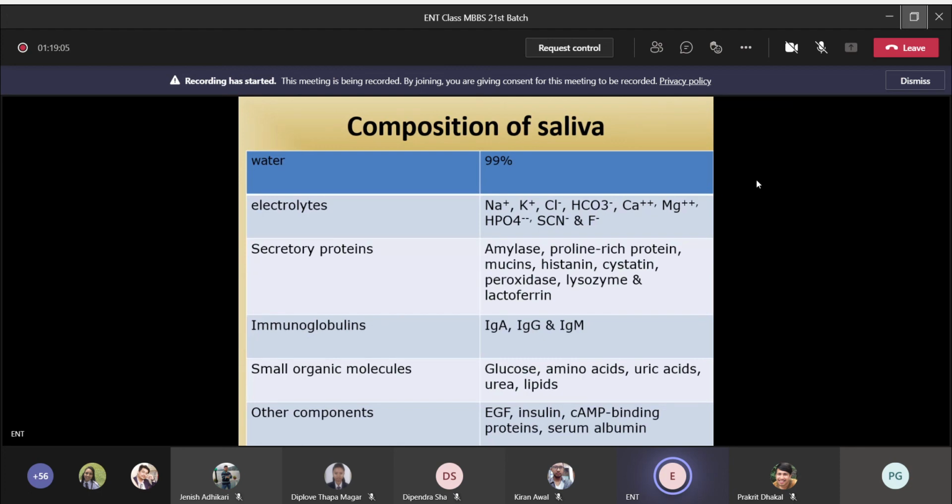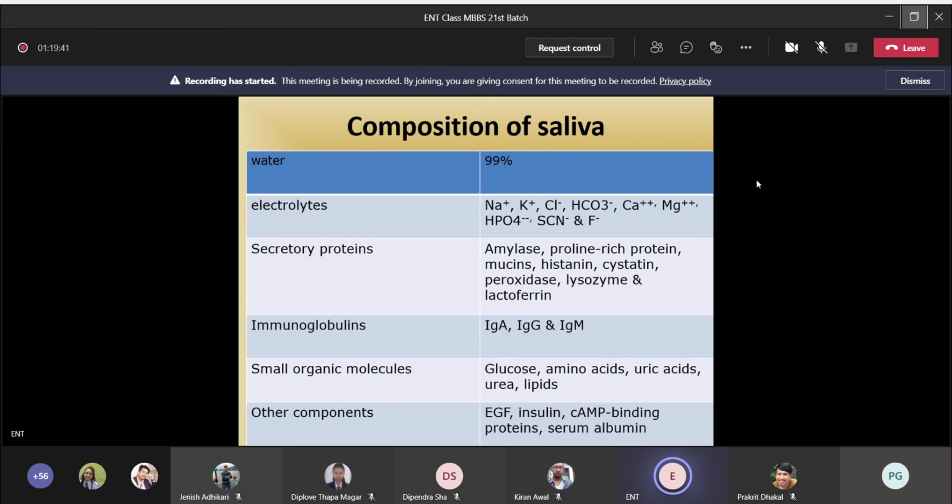Composition of saliva: water is 99%. Electrolytes are sodium, potassium, chloride, bicarbonate, calcium, magnesium, hydrochloric acid, and selenium. These are the electrolytes found in the saliva. Secretory proteins are amylase, proline-rich proteins, mucins, and cystatins. These are the secretory proteins present in the saliva.